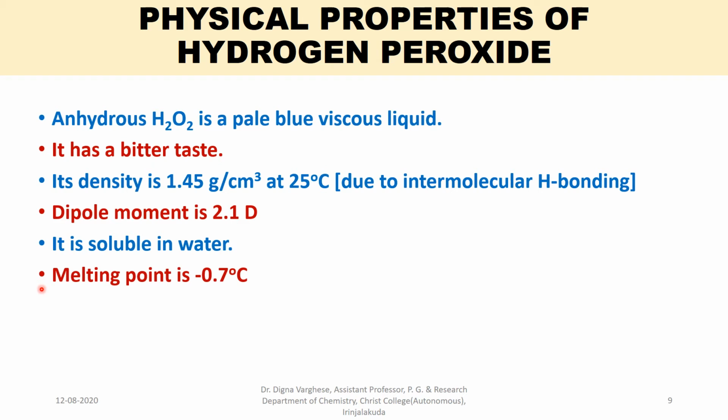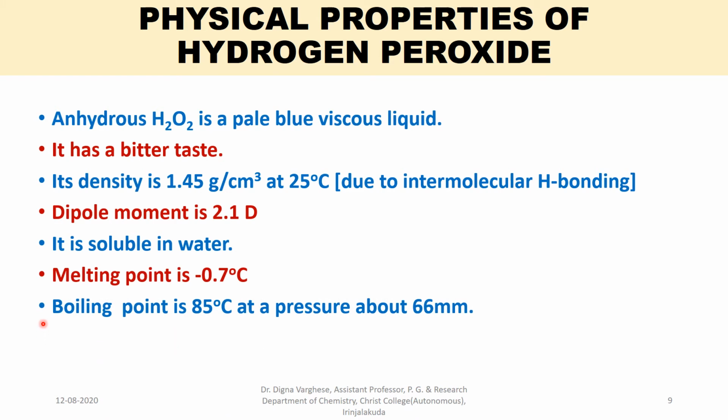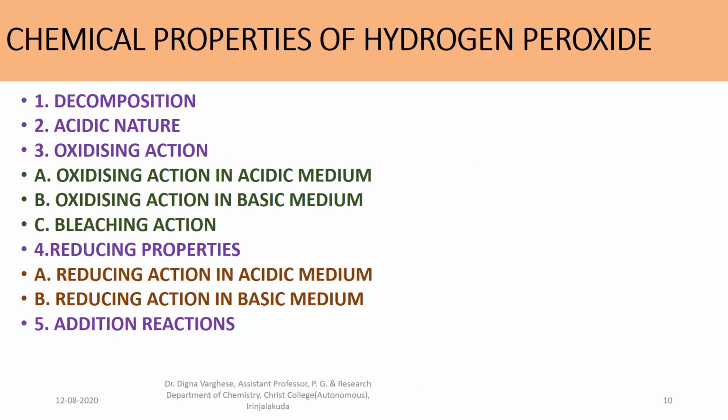Melting point of hydrogen peroxide is about minus 0.7 degrees Celsius, and boiling point is 85 degrees Celsius at a pressure of about 66 millimeter. Chemical properties of hydrogen peroxide. We are discussing decomposition reaction, acidic nature of hydrogen peroxide, oxidizing action of hydrogen peroxide, oxidizing action in acidic medium and in basic medium, and its bleaching action, reducing properties in acidic medium and in basic medium, and some addition reactions.